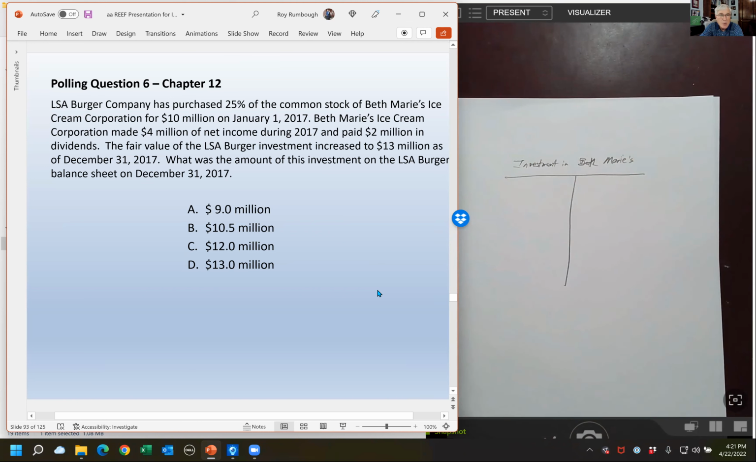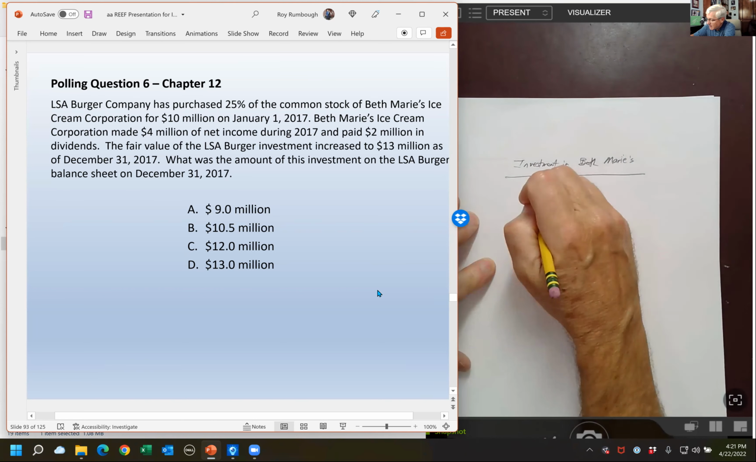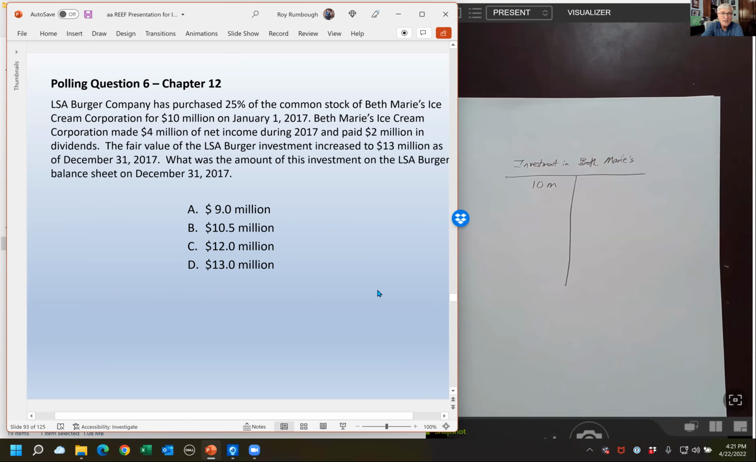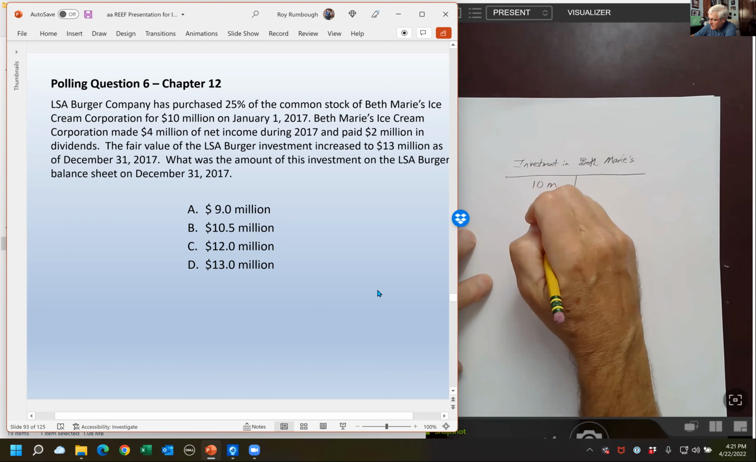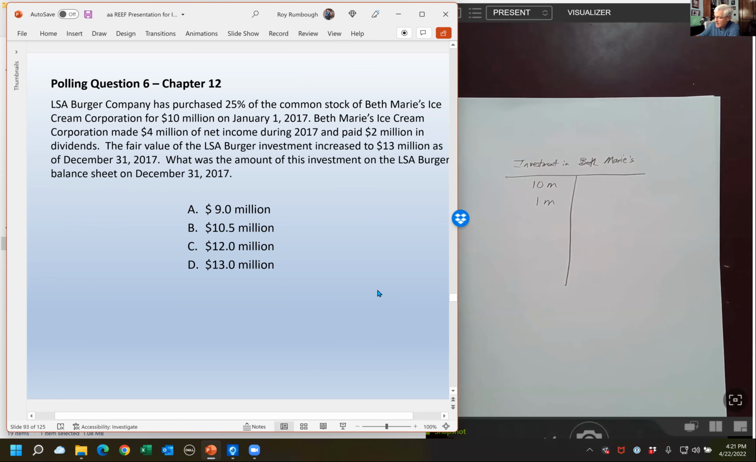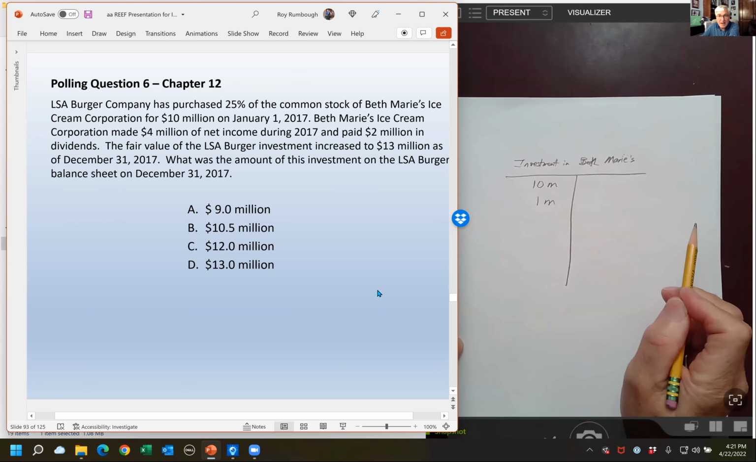And so we bought 25% of the common stock of Beth Marie's. And so we're going to debit our investment, credit cash, for 10 million. And then Beth Marie's made 4 million of net income. And we have significant influence because we're at 25% ownership. So we're going to record 25% of that as ours. Debit investment, credit investment income for this.